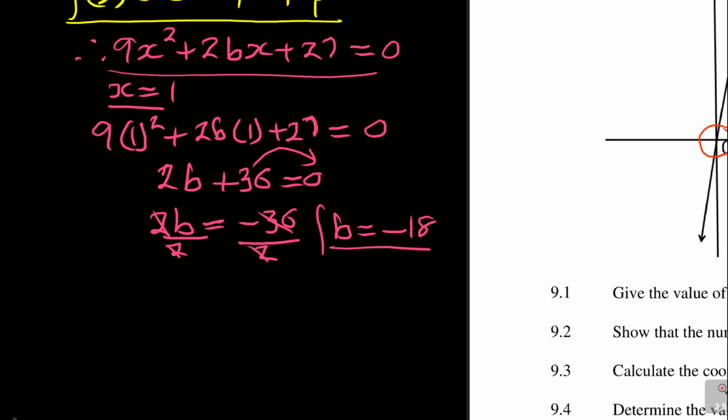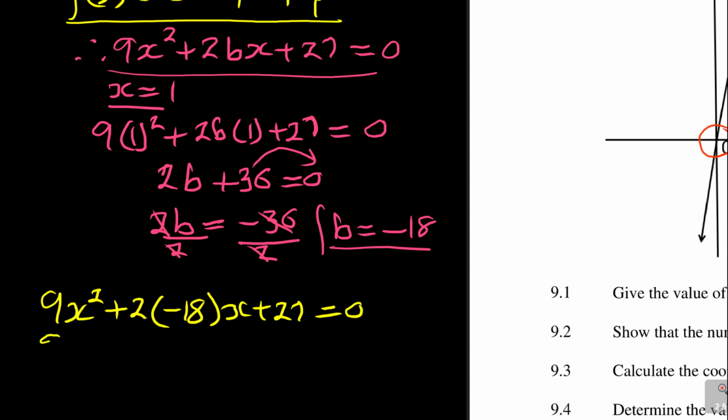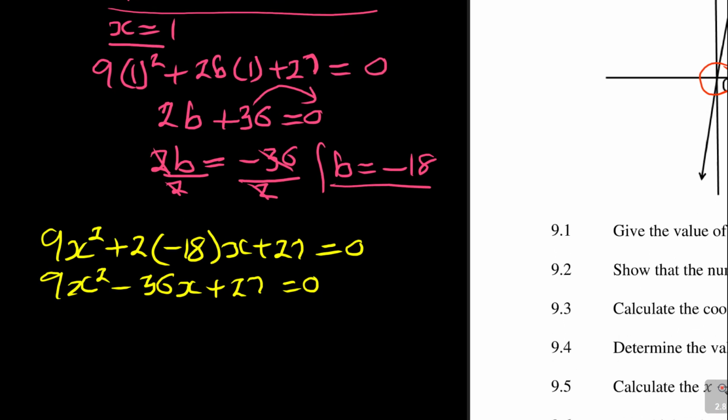We can continue this question from here. So now you have 9x squared plus 2, and then b is negative 18, x plus 27 is equal to 0. You see that? Then you can say 9x squared minus 36x plus 27 equal to 0. And then you can see 9 is common there, so we can simply divide by 9.